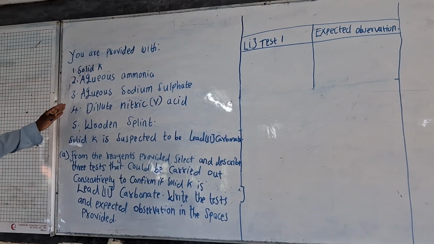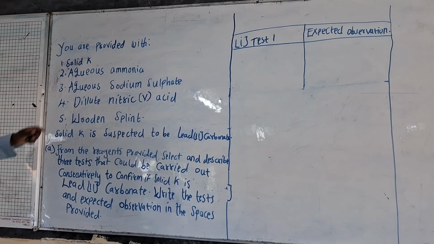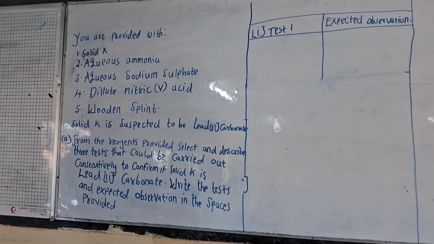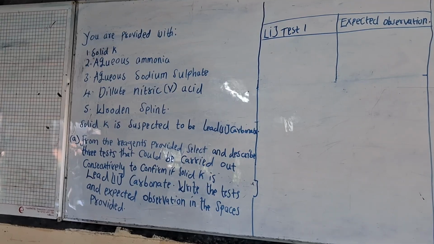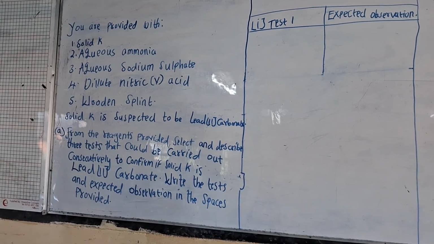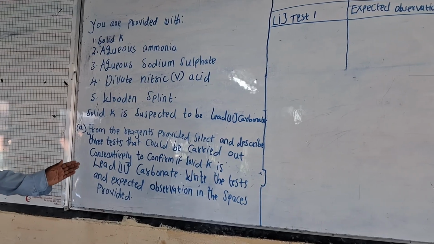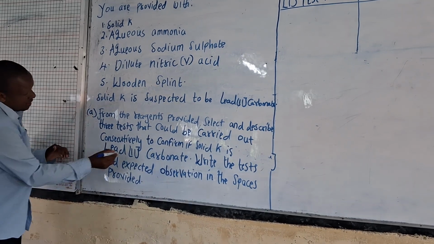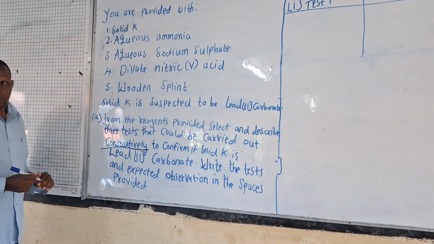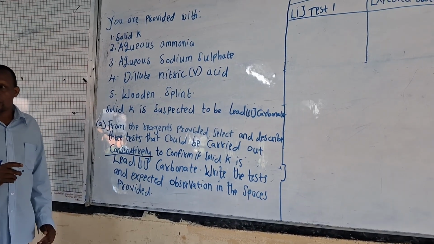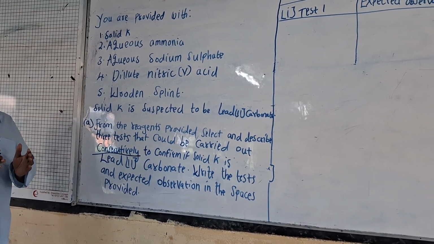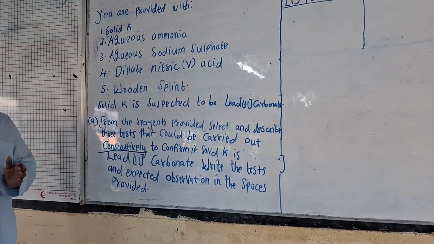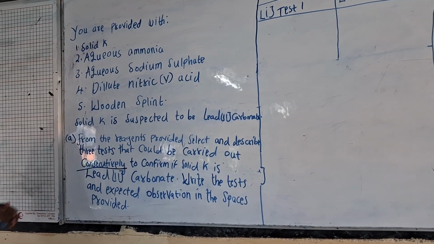Write the tests and expected observations in the spaces provided, as shown on the board. We have solid K, aqueous ammonia, aqueous sodium sulfate, dilute nitric(V) acid, a wooden splint, and solid K, which is suspected to be lead(II) carbonate. Now, select and describe 3 tests that could be carried out consecutively. This is a very important word, consecutively. Consecutively means the first one should be first, the second should be second, so what is supposed to be in test 1 should be in test 1, test 2 in test 2, and then test 3.